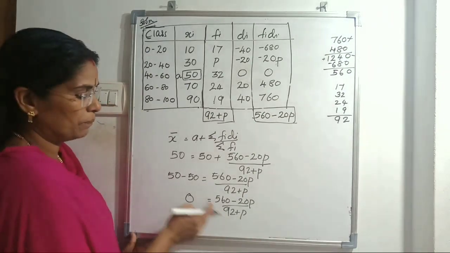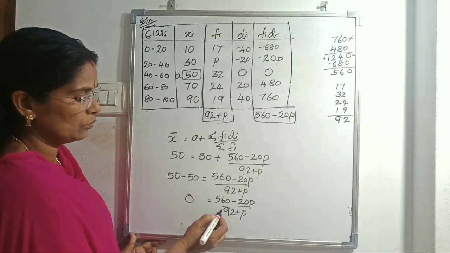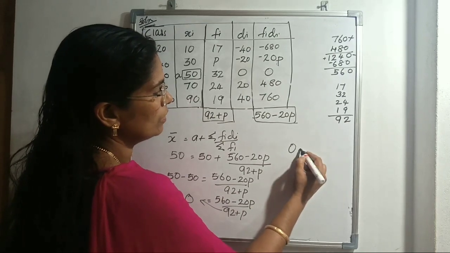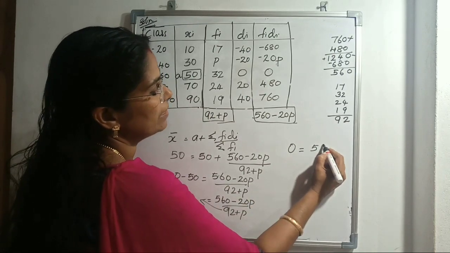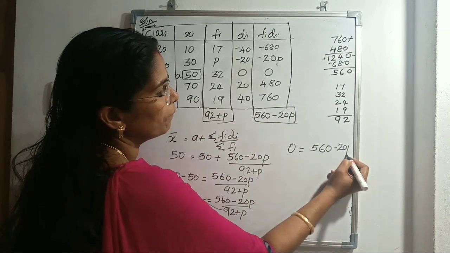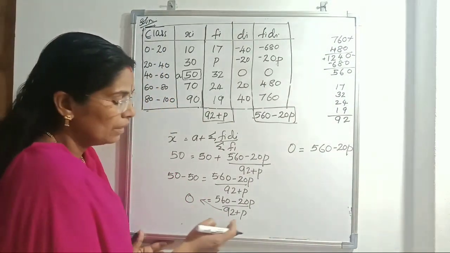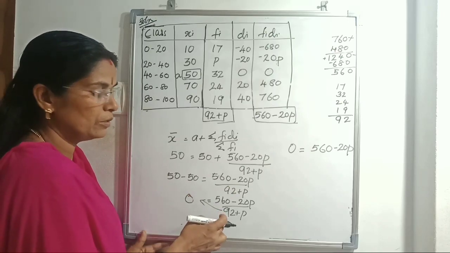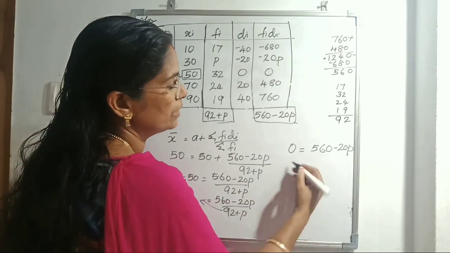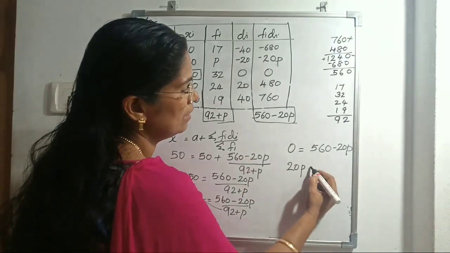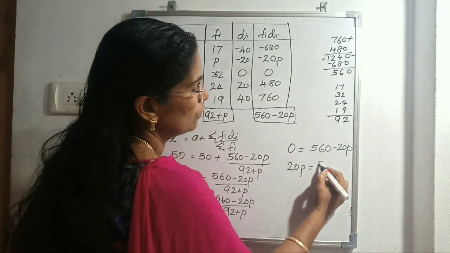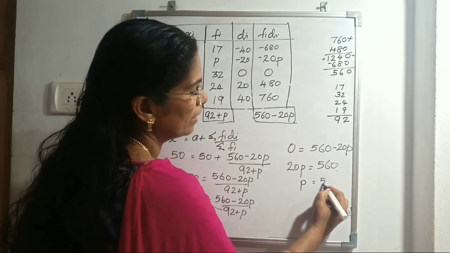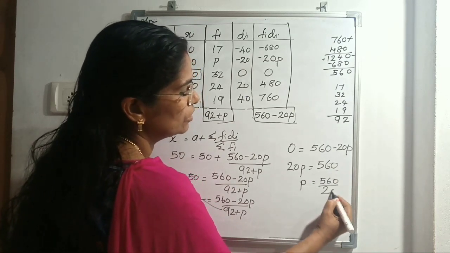Now just cross multiply. 0 into (92 plus p) is equal to 0 itself. So the answer is 0 is equal to 560 minus 20p. Clear how this 0 came? This denominator we cross multiply with the left side, so 0 into (92 plus p) is 0 itself. Now just transpose this 20p to the left side. So positive 20p is equal to 560, and p is equal to 560 divided by 20.